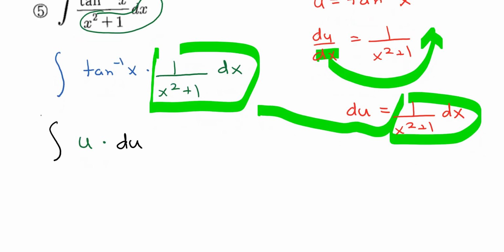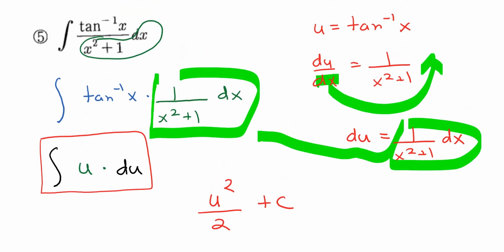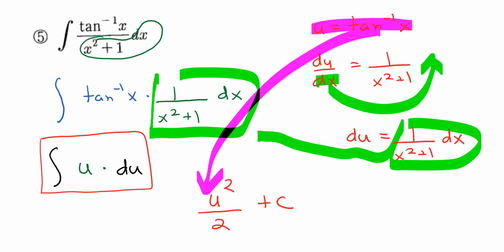And then this part right here, we can definitely find the antiderivative. That's going to be u to the power 2 divided by 2 plus c. And then just substitute your u value here. Remember, u is inverse of tan. So my final answer is going to be bracket inverse of tan x squared divided by 2 plus c. Alright, so that's how you can do question number 5 there.